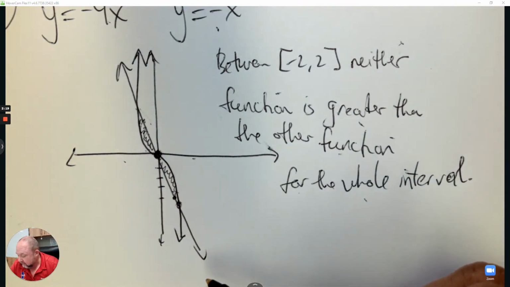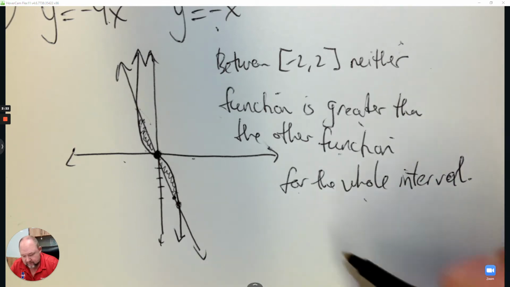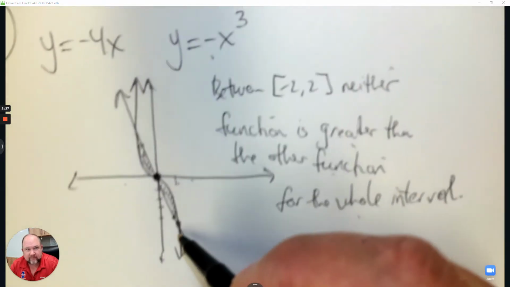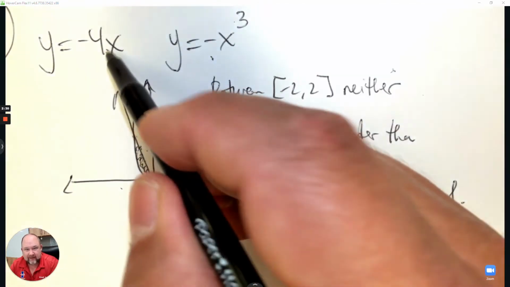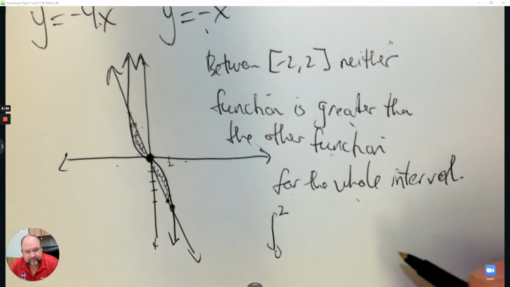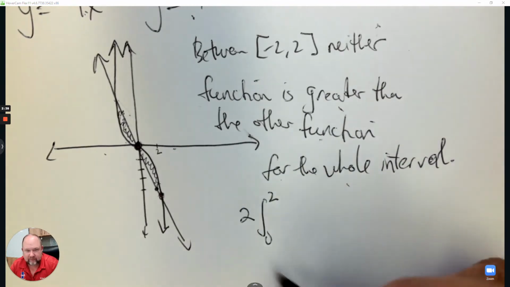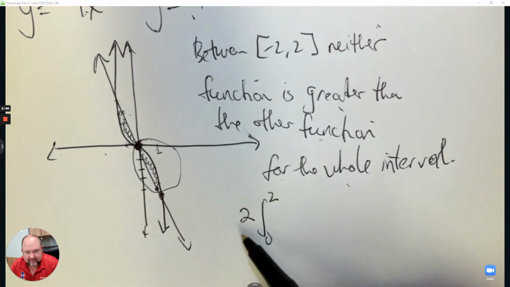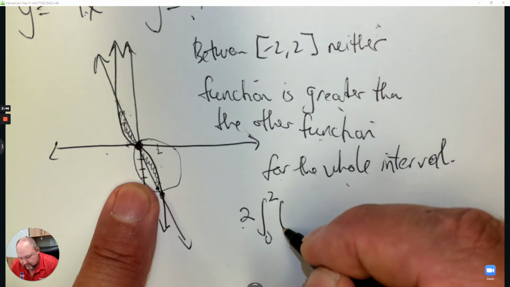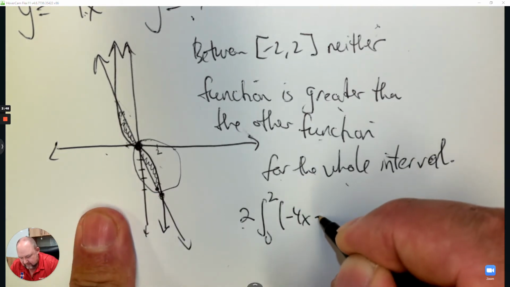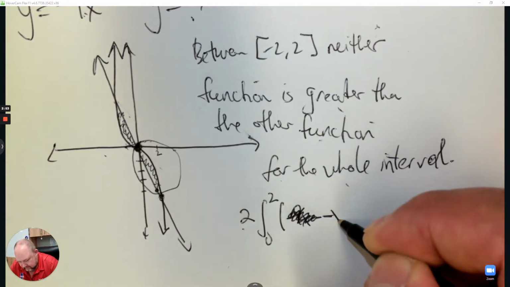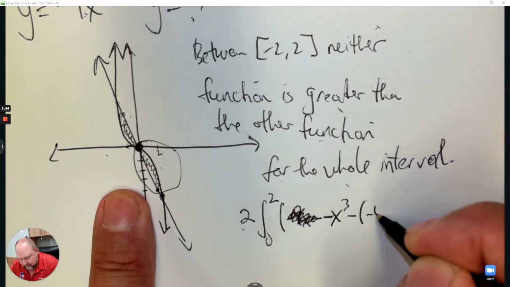Now, it says then use symmetry of the graphs to write it as one integral. So if I did that, I could go from 0 to 2. When I plug in 2, it's negative 8, negative 8. So 2 is a point of intersection and 0 is too. So I can go 0 to 2, and I can double that answer. I can find this area and double it because of symmetry. And then what's on top is the curve. That's negative x cubed subtract negative 4x.